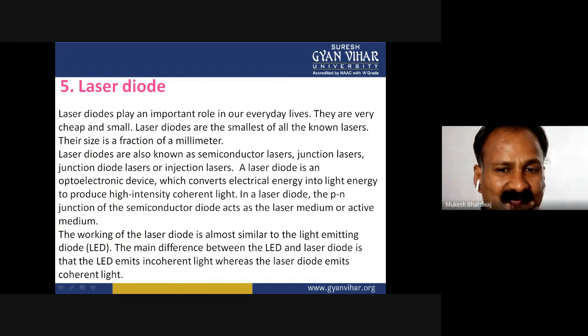The basic difference between the LED and the laser diode is that laser diodes produce high intensity coherent light, whereas normal LEDs cannot produce high intensity coherent light. In a laser diode, the PN junction of the semiconductor diode acts as a laser medium or active medium. The working of the laser diode is almost similar to the light emitting diode. The main difference is that an LED emits incoherent light, whereas the laser diode emits coherent light. This is the basic difference between the LED and the laser diode.